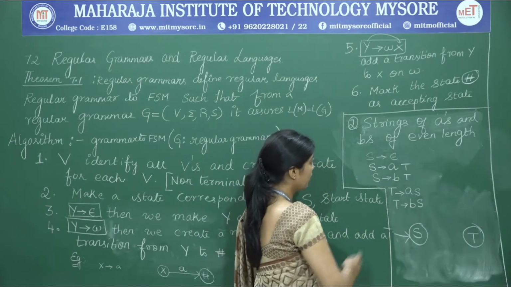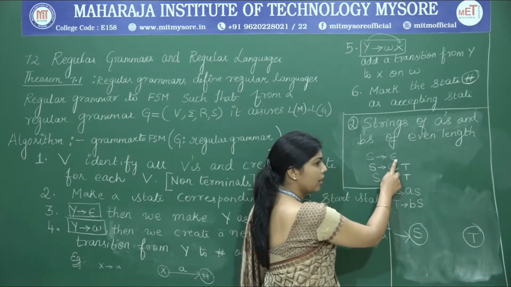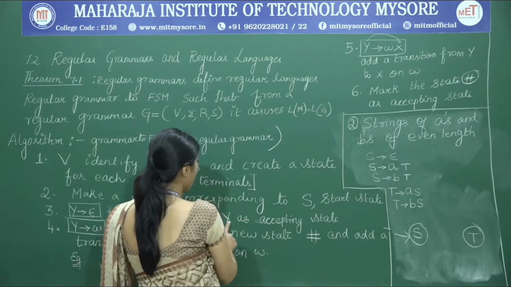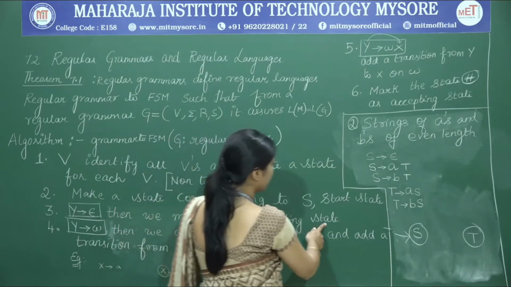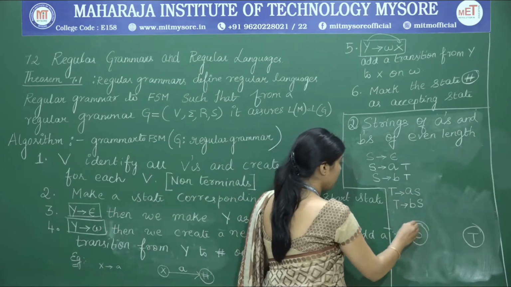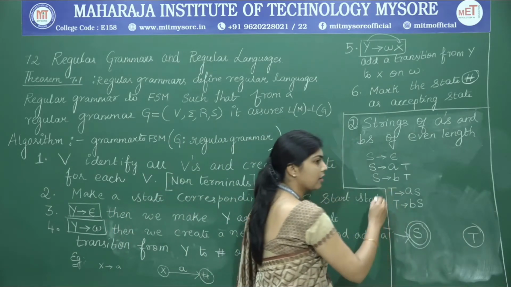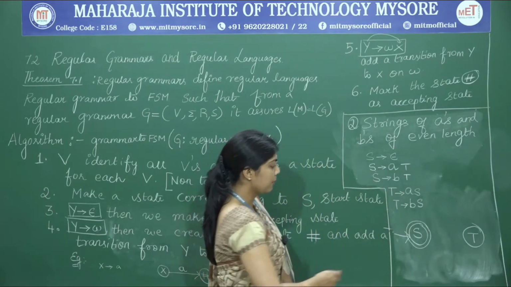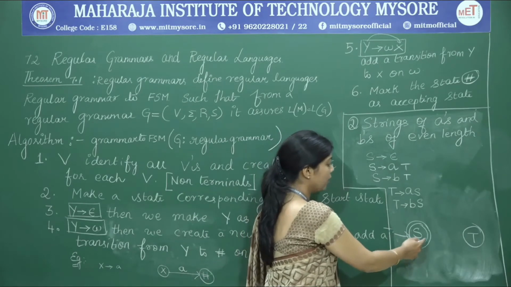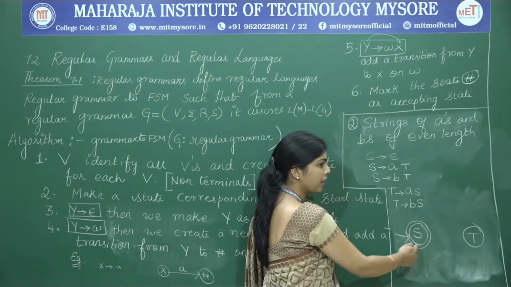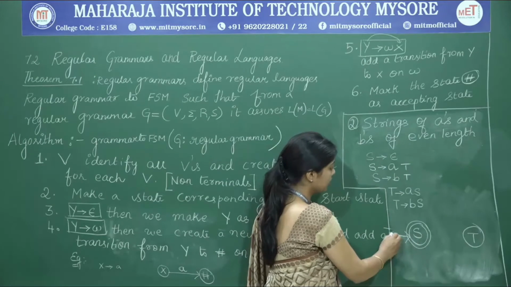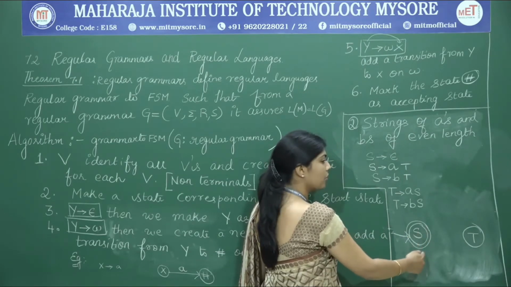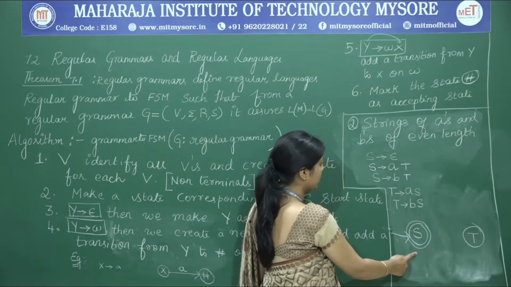And then you have S goes to epsilon. If you have S goes to epsilon, then we make it an accepting state. So therefore S here becomes the accepting state. When you have S goes to epsilon, that means it is able to accept the empty string in the start state itself. So that is the meaning.